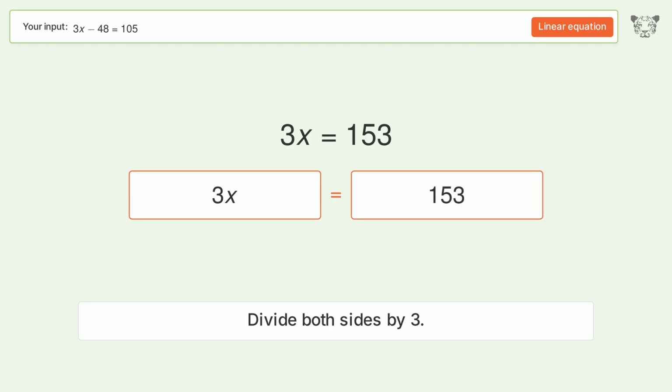3 is multiplying x. To leave x alone, divide both sides by 3.